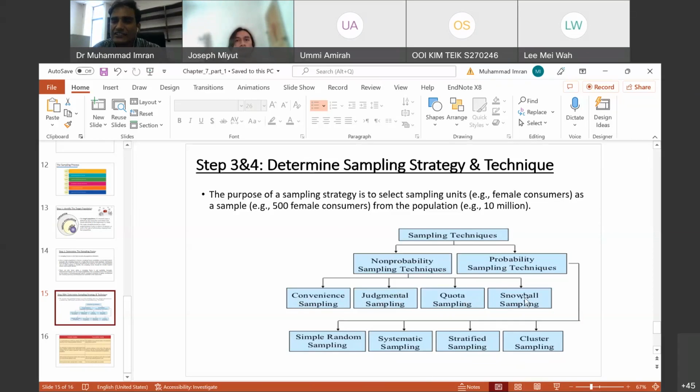Okay, in the next lecture, we will cover the sampling techniques, or we can also say sampling strategy. That's all for today's lecture, by the way.